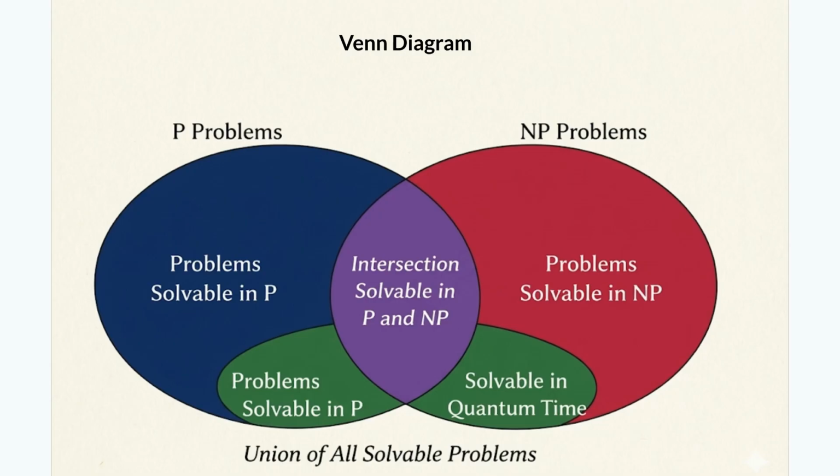This Venn diagram illustrates the complexity classes. P problems are solvable in polynomial time. NP problems are verifiable in polynomial time. The intersection includes problems solvable in both P and NP. The set of problems solvable in quantum time demonstrates the potential capabilities of quantum computation.